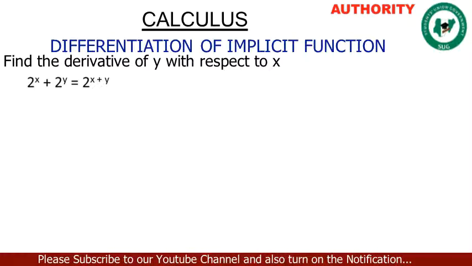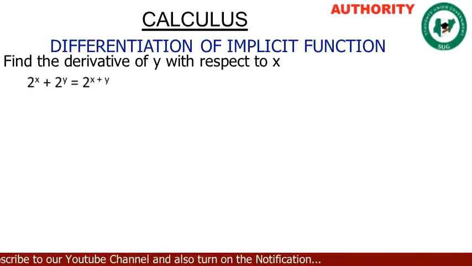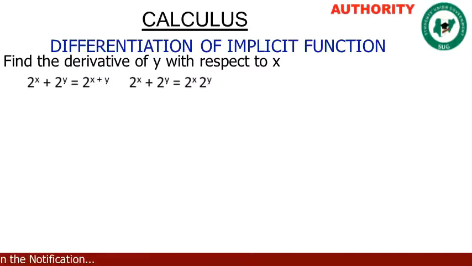In the laws of indices, the right hand side, which is 2 raised to power x plus y, can be written as 2 raised to power x times 2 raised to power y. That means we have 2 raised to power x plus 2 raised to power y is equal to 2 raised to power x times 2 raised to power y.